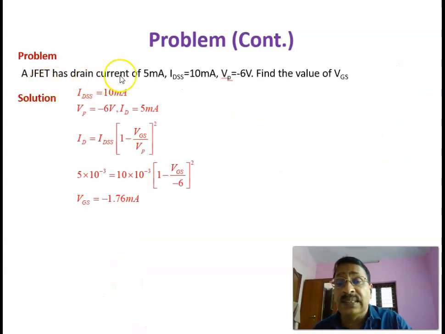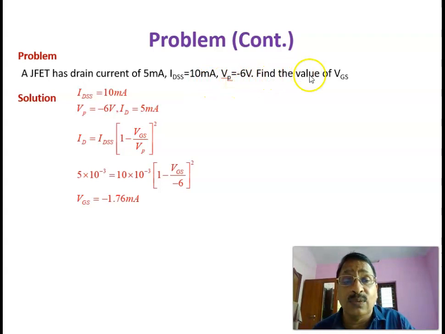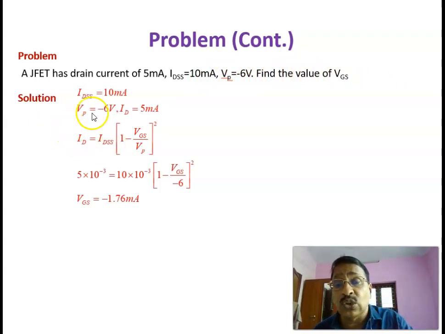Next problem: a JFET has a drain current of 5 milliamperes, IDSS equal to 10 milliamperes, and VP equal to -6 volt. Find the value of VGS. Again, as per the Shockley's equation, ID equal to IDSS into 1 minus VGS divided by VP, whole square. ID is 5 into 10 raised to -3, equal to 10 into 10 raised to -3 into 1 minus VGS, where VP is -6. Substituting directly, you can calculate VGS, which is equal to -1.76 volt. It is not milliamperes, it is volt.